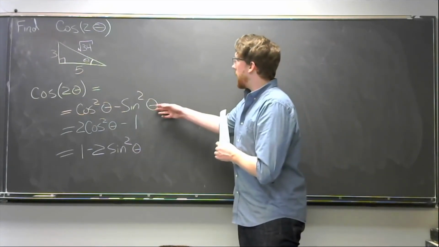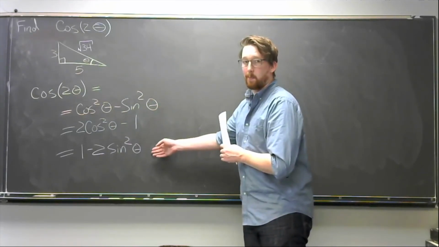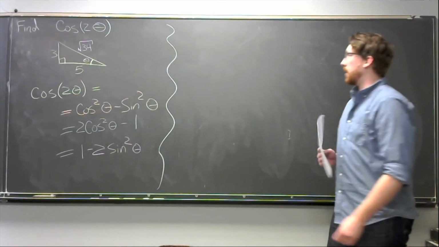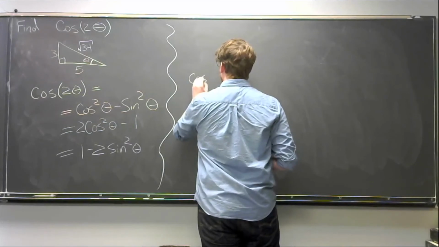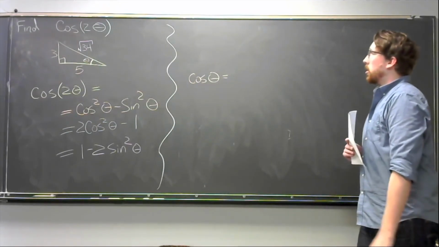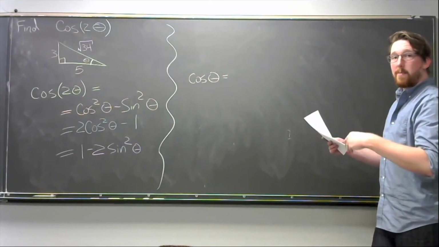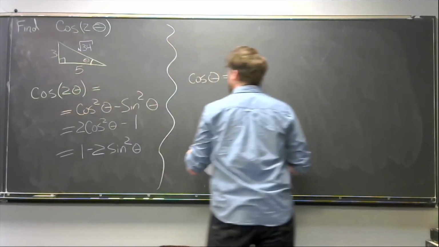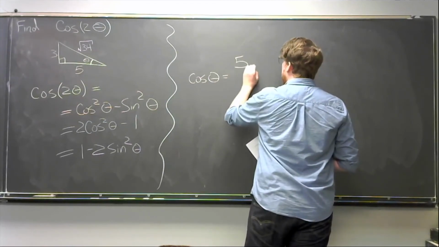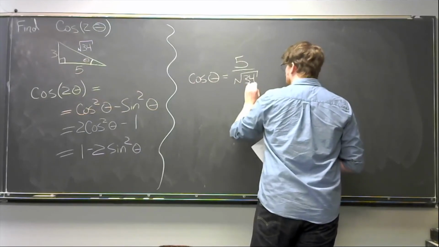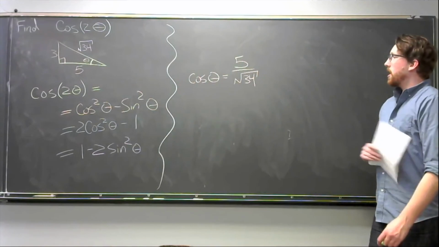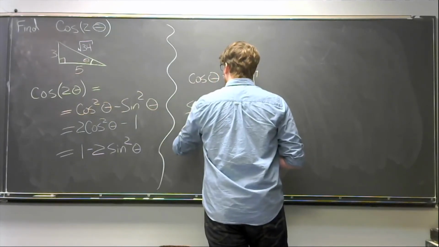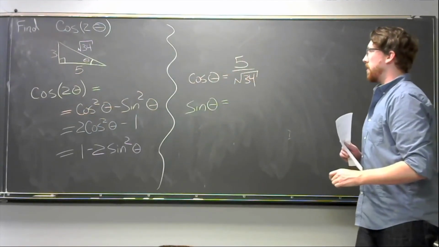Well, why don't we go ahead and find what cosine and sine are, since clearly we're going to need them. Without knowing what theta is, we can still find sine and cosine. We know that cosine of theta is equal to the length of the adjacent side divided by the hypotenuse. Well, the adjacent side in this case has a length of 5, and we've already found the hypotenuse. So cosine of theta is going to be 5 over the square root of 34. And sine theta, well, it's going to be the opposite, so it's going to be 3 divided by the square root of 34.